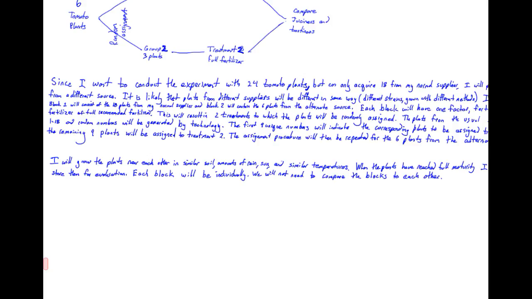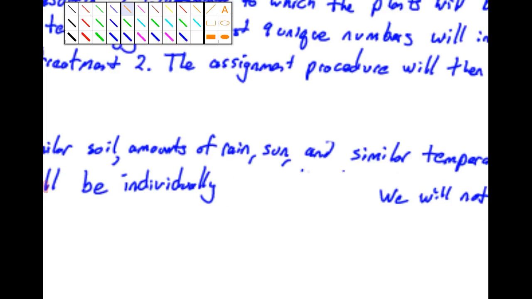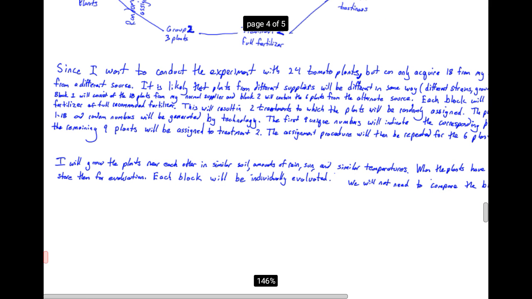Okay, so that adds a little thing to it. That's important that we don't have to compare them to each other, but also that means that that second block doesn't necessarily need to be under the same conditions. Every plant in that block needs to be under the same conditions. But, like, I can grow them block 1 in one greenhouse and block 2 in another if I need to for space or whatever. Okay, so each block will be individually evaluated within the block. And that concludes our example.